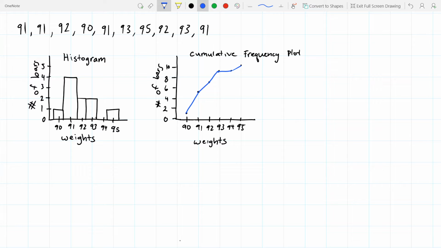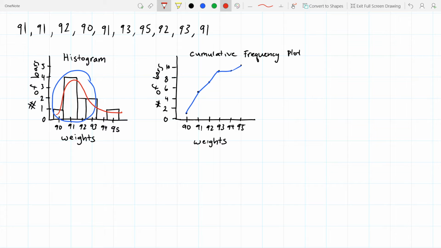Another interesting feature of the cumulative frequency plot is its shape will tell you something about the shape of the histogram. So if we didn't have the histogram, we would still know that most of the bars were centered around the left portion of the histogram. So if we have most of the bars in the left portion, that means our histogram is what we call right skewed because there's a tail to the right. So we have a shape that's kind of like this. And we can know that the histogram is right skewed from simply looking at the cumulative frequency plot.